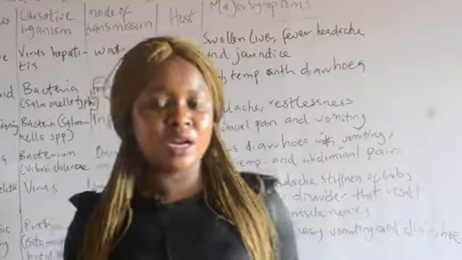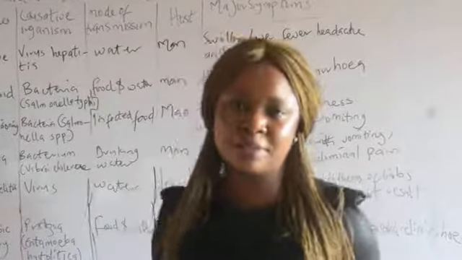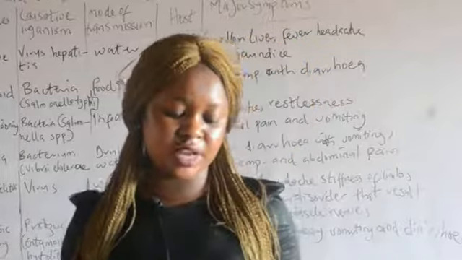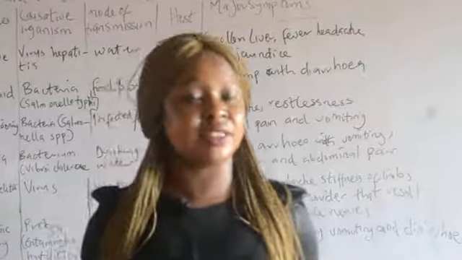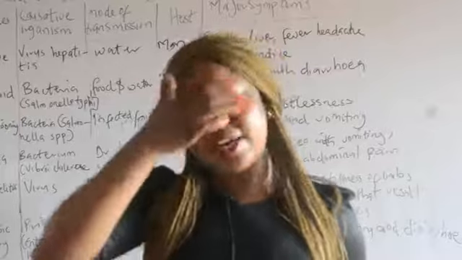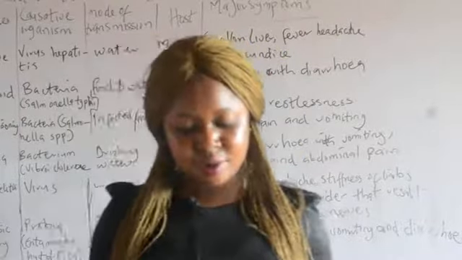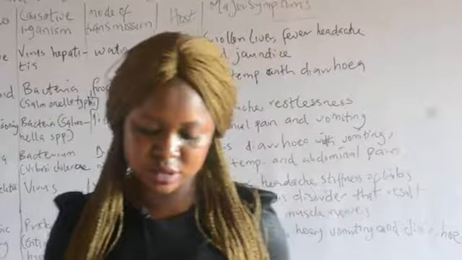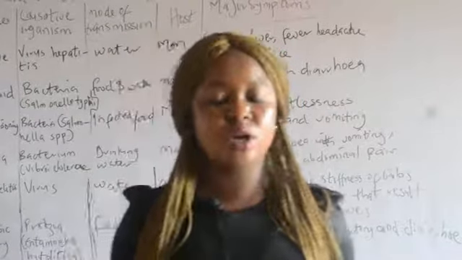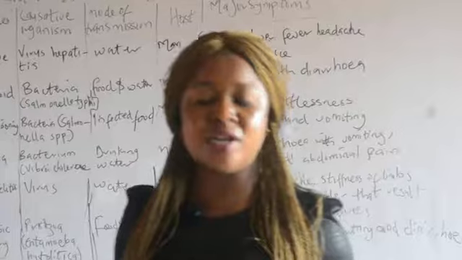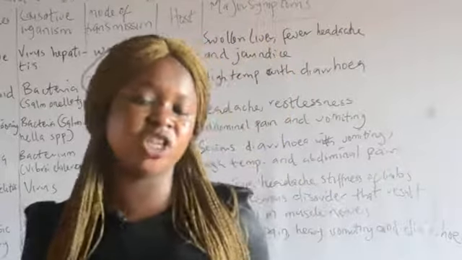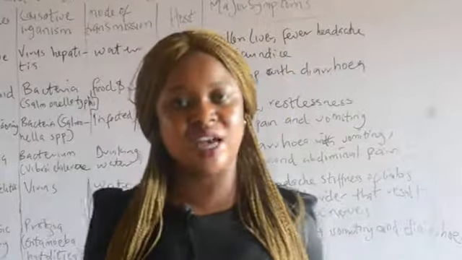Okay? The other one is the use of antiseptic. The use of what? Antiseptic. They are chemicals that can kill microbes or microorganisms. They kill or inhibit the growth of what? Of pathogenic microorganisms. Those are antiseptics.